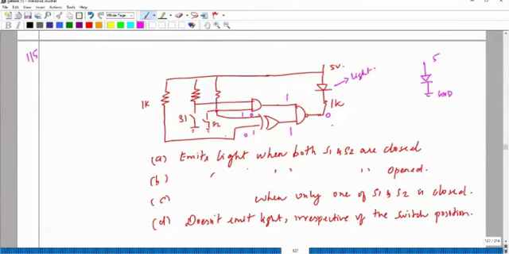So if this AND gate should be 1, both the inputs should be 1. Okay, so if one switch is closed, this will go to 0, so this becomes 0. So S1 should not be closed. Okay, so this will not be my answer.